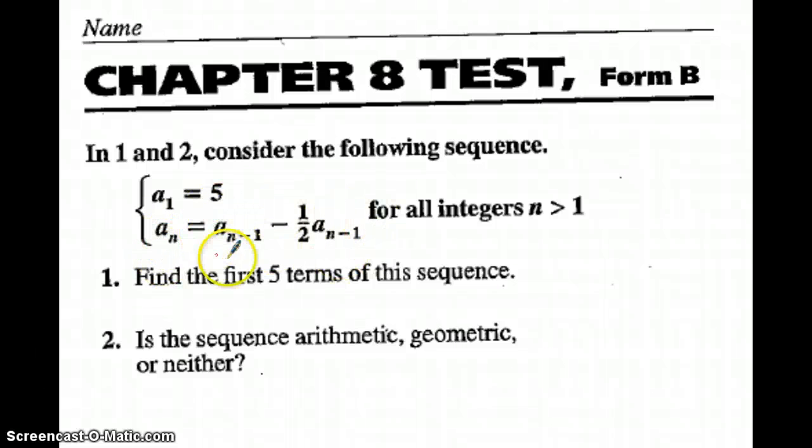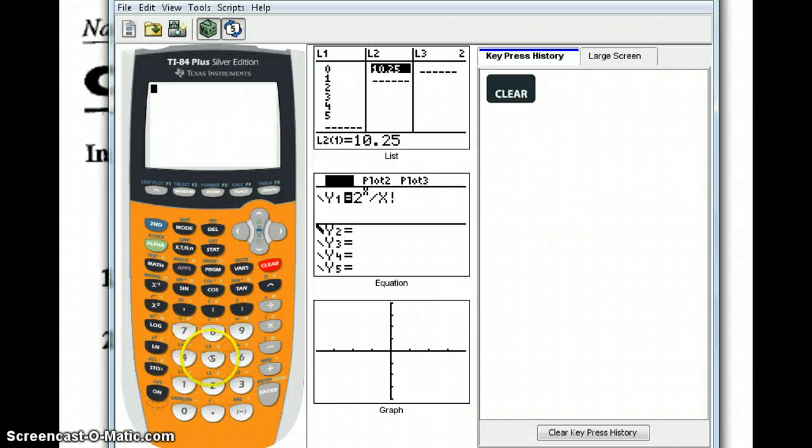If you're going to do this on a calculator, what this basically means is ans minus a half ans. That's how you would put that in the calculator, and you'd hit enter, enter, enter, enter, enter, and you'd get the list of the sequence after you had 5 in as your first answer. You know what? Let me show you that. Okay, here you go.